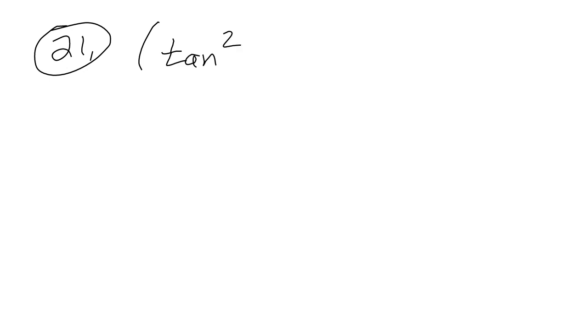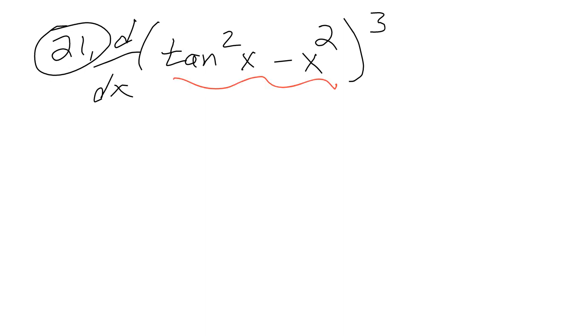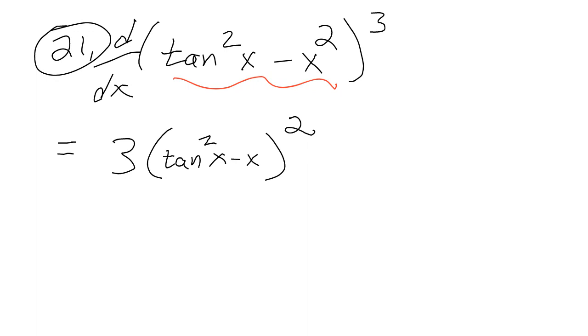Okay, so tangent squared x minus x squared quantity cubed. I'm going to take the derivative with respect to x of that. Basically I have a function to a power, so it's 3 times that thing to the second power times the derivative of what's inside. What's inside is tangent squared x minus x squared, and then I have to take it times the derivative of what's inside.